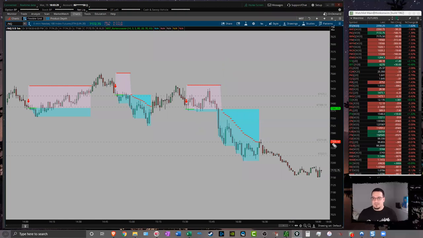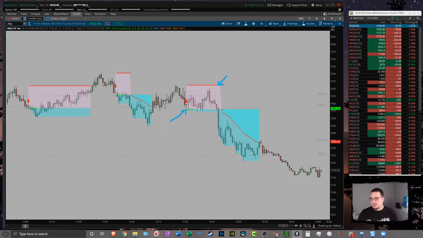Now, real simple, the signal comes in, we get the two lines, we can prep the trade. We want to enter at the green, place our stop at the red, and let the market work itself out.